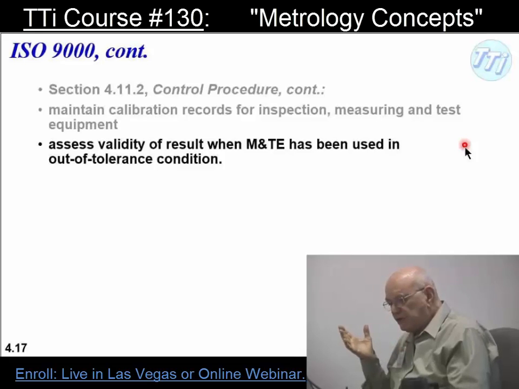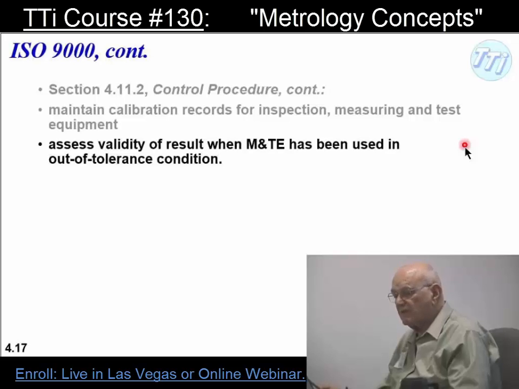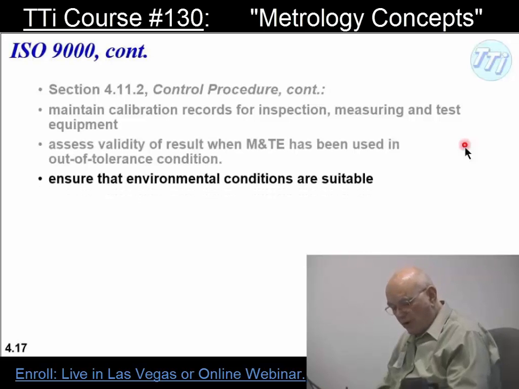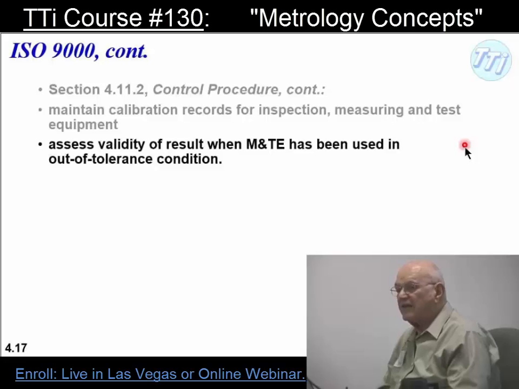And then you have to make sure that the M&TE has not been used in an out of tolerance condition. Very critically you do this. Remember what I told you happened to the guy in the atomic energy situation? It cost over $1 million, having to go back and recheck everything.